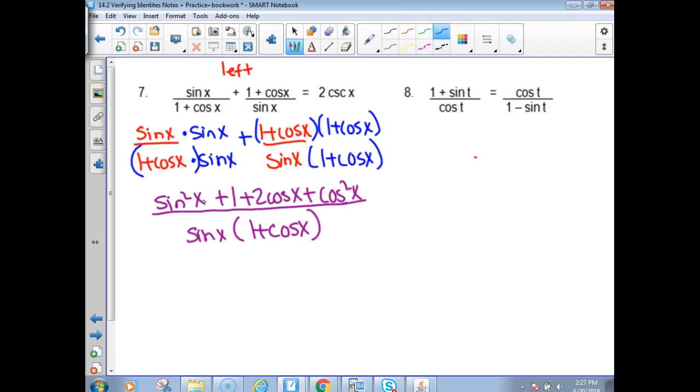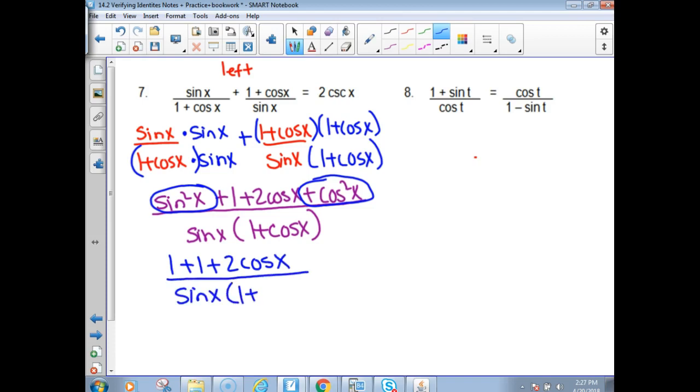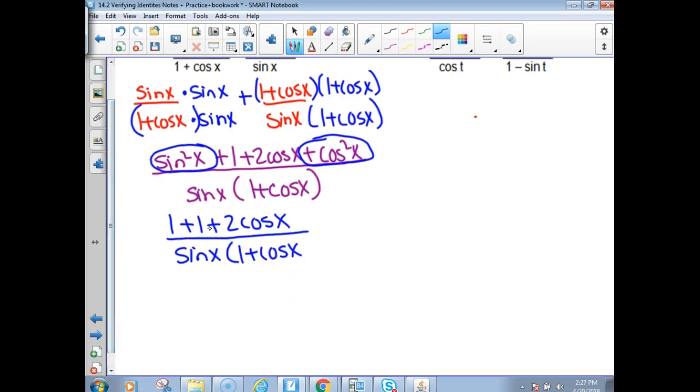All right, now, let's look at this thing. What do you see that you might be able to simplify? Is there anything in there? Trade that for 1. Yep. You got a sine squared plus a cosine squared. So we can write 1 plus 1 plus 2 cosine x. And on the bottom, we have sine x times 1 plus cosine x. All right, I need to show 1 plus 1, of course, is 2.